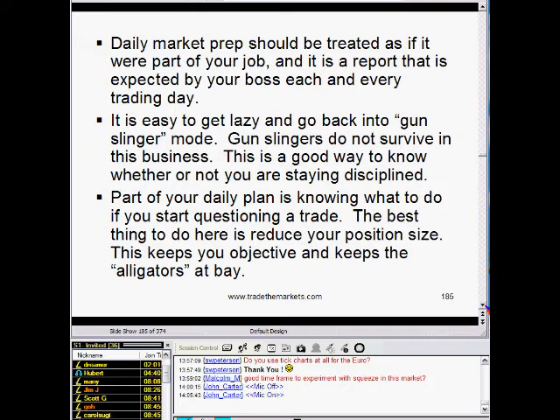What I have found is that if I don't have this information in front of me, and if I've been slacking off, I will sit there in the middle of a trading day and start feeling analysis paralysis. It'll take me longer to get into trades or to get out of trades because I'm not really sure which way the market's going to go.